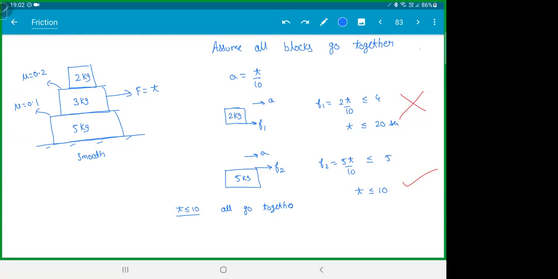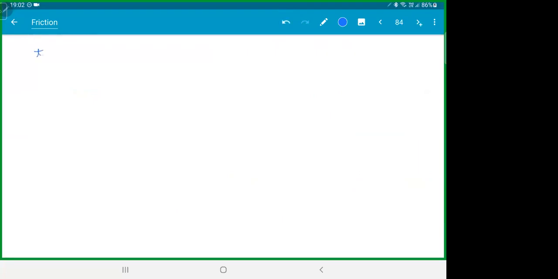So for t greater than 10, assume 2 kg and 3 and 5 are slipping. That is for sure. Again, we start the state. Now it becomes a 2-block problem. Assume 2 kg and 3 kg go together. If they ask you 3-block problems, it will be mostly a matrix matching or a paragraph question. These are lengthy. A single choice question may take too much time.